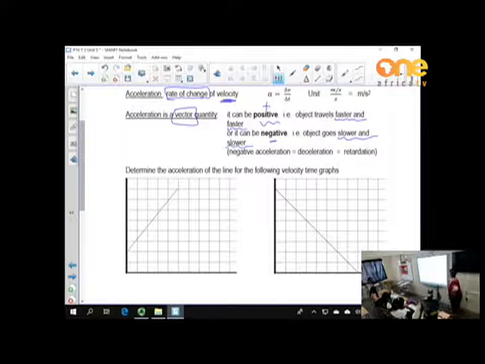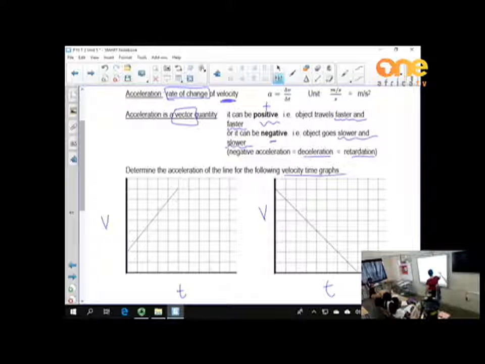And a negative acceleration is known as deceleration or also retardation. Friction is a retarding force. It makes you go slower and slower. Okay, now we have got a velocity time graph.